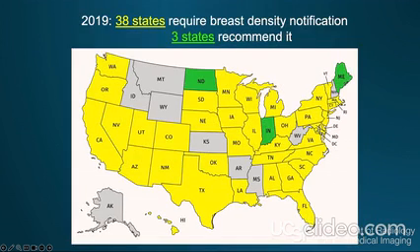Then by 2019, there were 38 states that passed some form of mandatory breast density notification. An additional 3 states that are shown in green suggest or recommend notification. And as we will discuss later, by 2019, steps to implement density notification at the federal level were initiated.